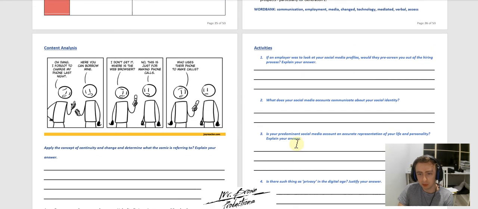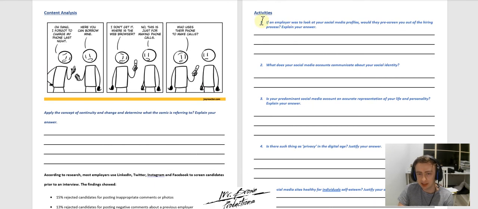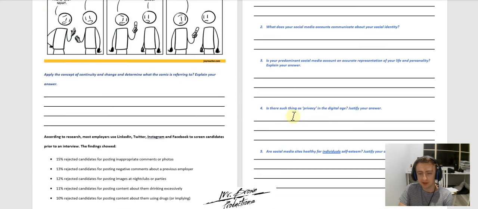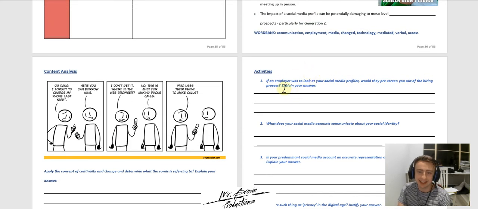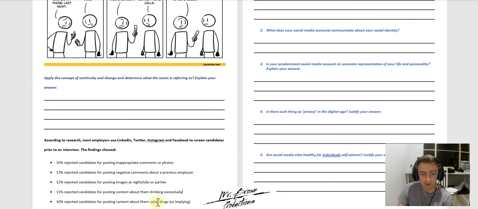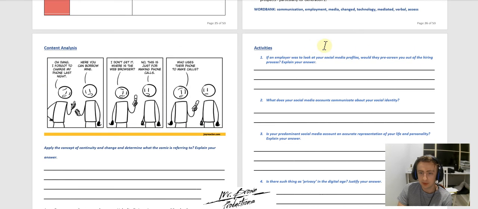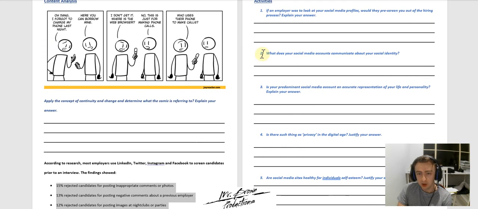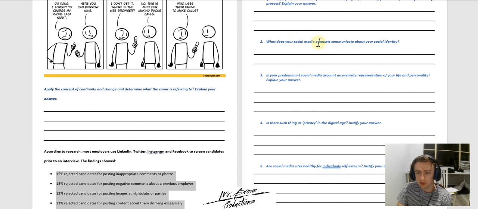So with that in mind, what I would like you to do is complete the activities, questions 1, 2, 3, 4, and 5. Question 1 is, if an employer was to look at your social media profiles, would they pre-screen you out of the hiring process based off of these candidates? Explain your answer. Question 2, what do your social media accounts communicate about your social identity? In two lines, if someone was to quickly scroll through your social media account, what does it convey about your social identity?